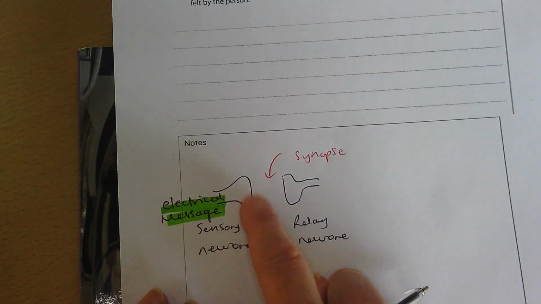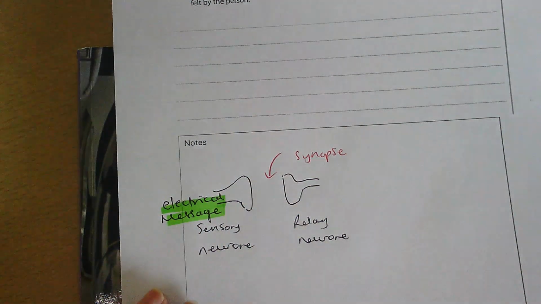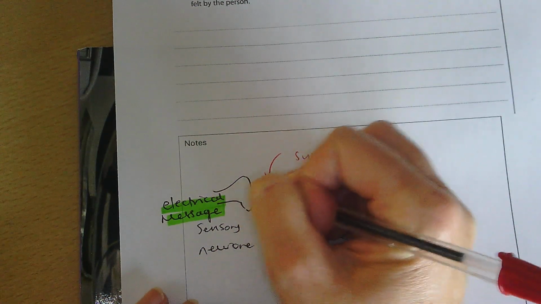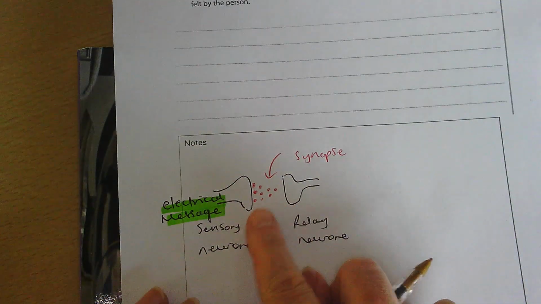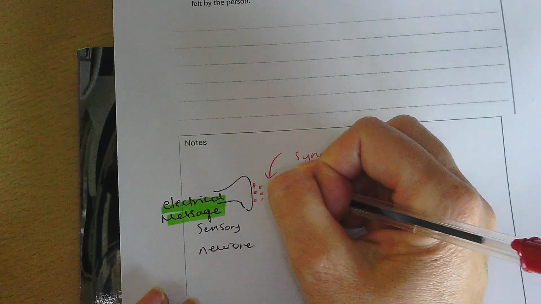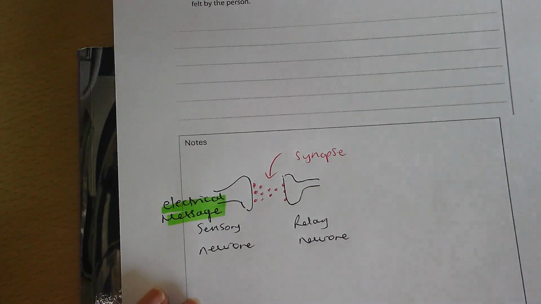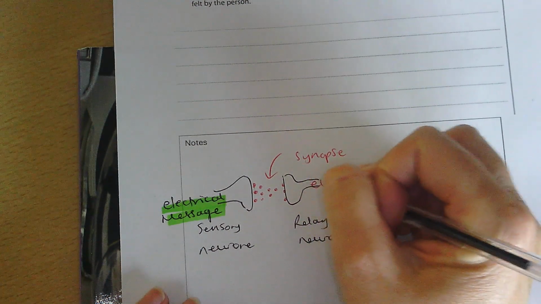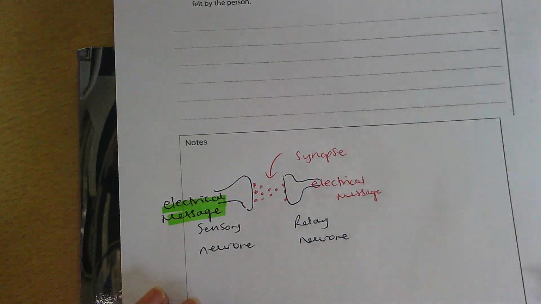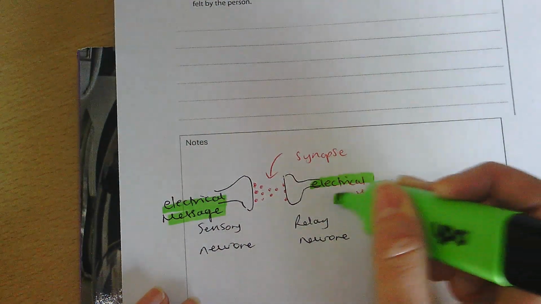But when it gets to the end here, this is called the axon ending, it can't jump over the gap, so it changes from an electrical message into a chemical message. So the axon endings release chemicals, what we call neurotransmitters, that diffuse. That means that they move across the gap from a high to a low concentration, and they then will bind to receptors on the relay neuron, and that will then generate another electrical signal down the relay neuron. So we go back to having an electrical message or an electrical impulse. Those are the 2 words that you need to use.